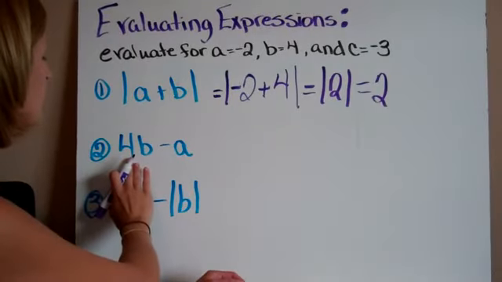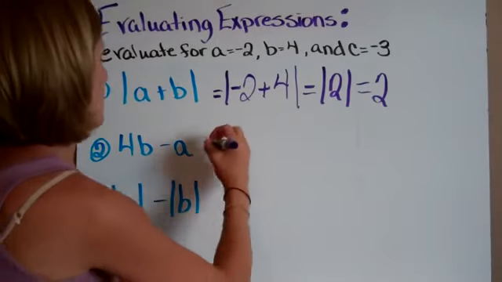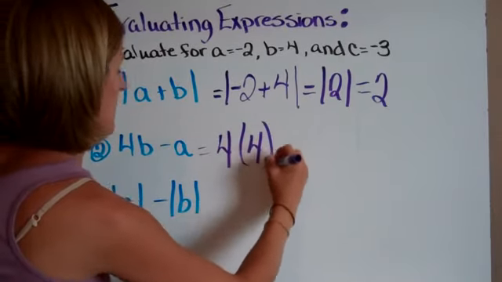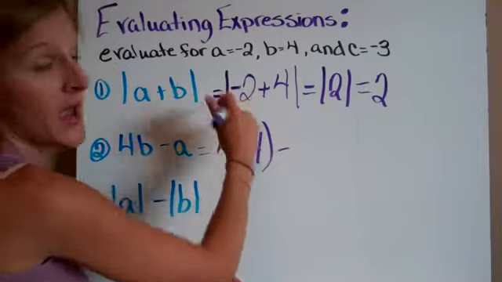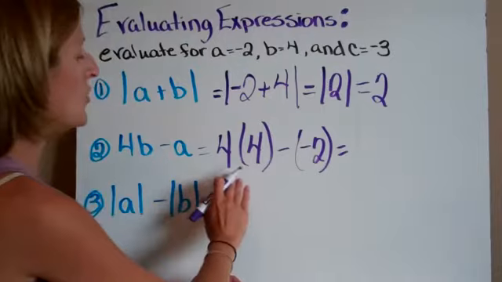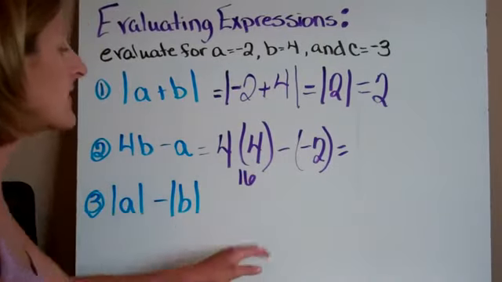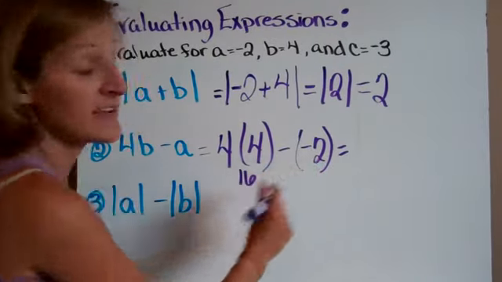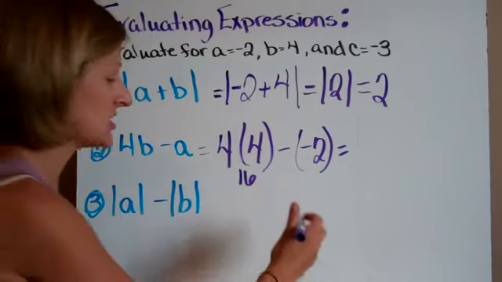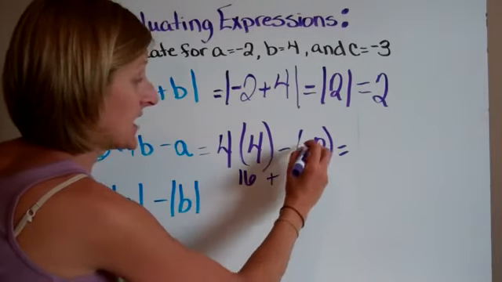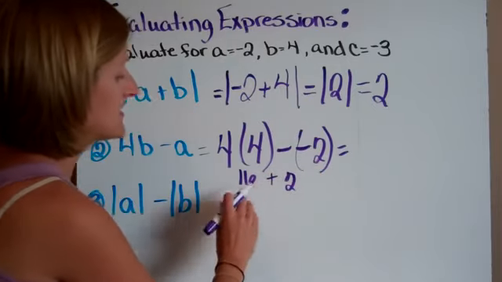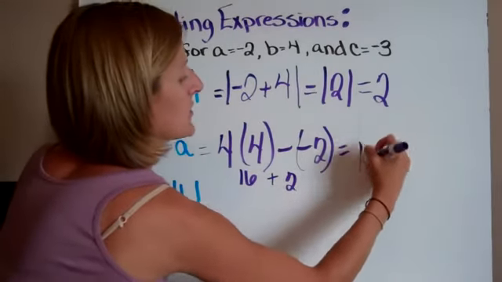Okay, for this next one, 4b minus a. I'm going to stick in, I do 4 times b, which is 4, minus a, and remember a is negative 2. 4 times 4 is 16. So I have 16 minus negative 2. Remember, keep, change, flip. Or keep, change, change. So 16 plus, instead of subtraction, and this negative 2 becomes a positive 2. And 16 plus 2 is going to be 18.